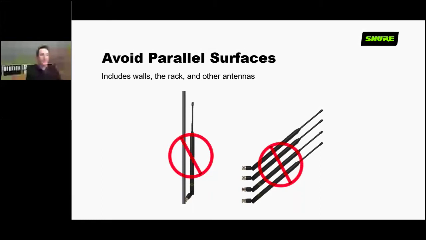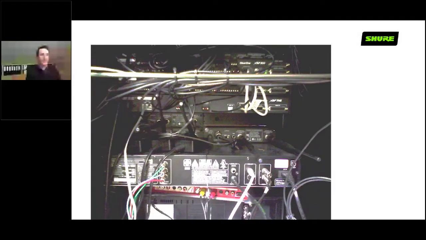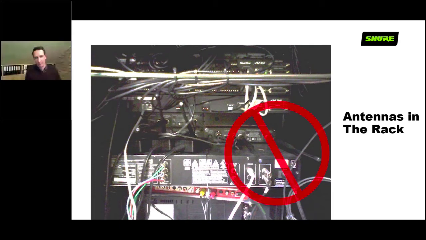Some examples that we want to point out of what is not good placement of antennas. This is an A and a B inside of a rack. If you know much about RF, you know that this is now stuck inside of a metal cage. Metal prevents RF, and so you'd want to distribute those antennas in a way that achieves better results for that antenna placement.